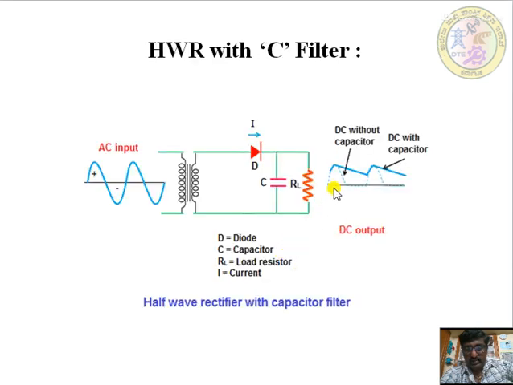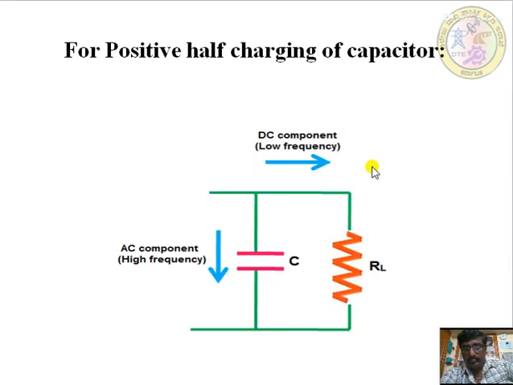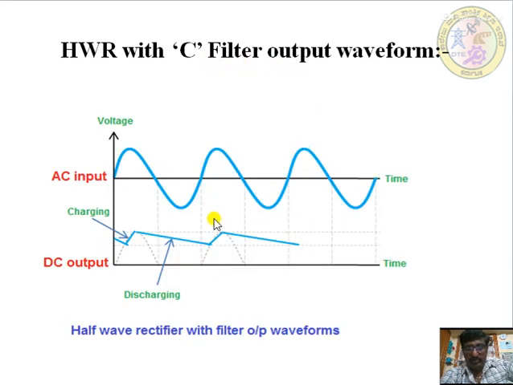During the positive half cycle the capacitor is charged. During the negative half cycle it is at the discharging point, and once again during the positive half cycle it is charged. So this one is the exact output waveform. This is a half wave rectifier, the input is the sine wave. Half wave rectifier means during the positive half cycle we get the output across the load RL.